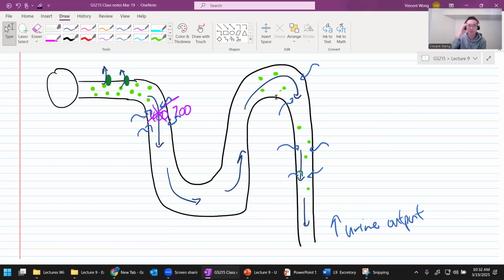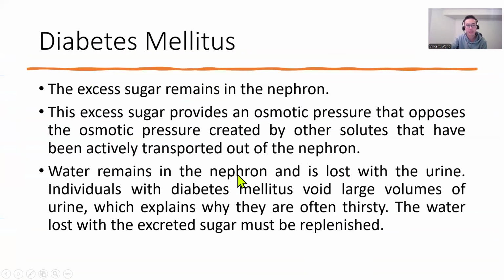Remember the story about the Red Bull? People keep on drinking Red Bull. They have to pee, they feel thirsty, they drink more Red Bull, and then they just keep on peeing. They become dehydrated, and some people die.